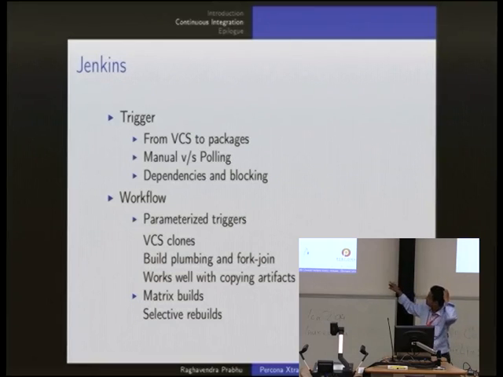So the part played by parameterized triggers is that the rest of the jobs will require certain parameters from the VCS clone, things like the Bazaar revision. Now what happened here? Oh, okay.